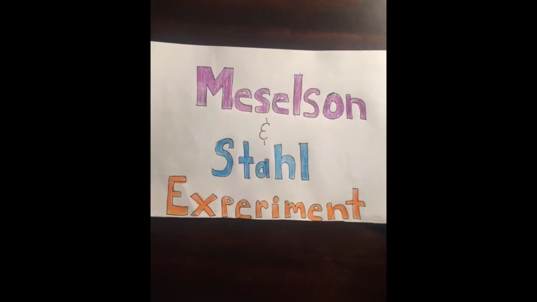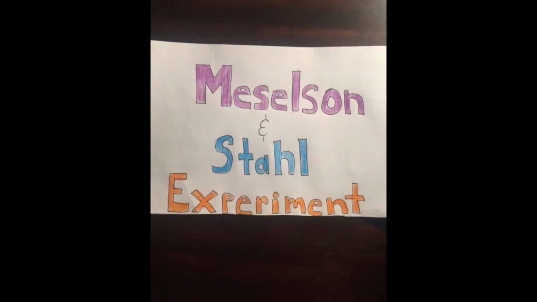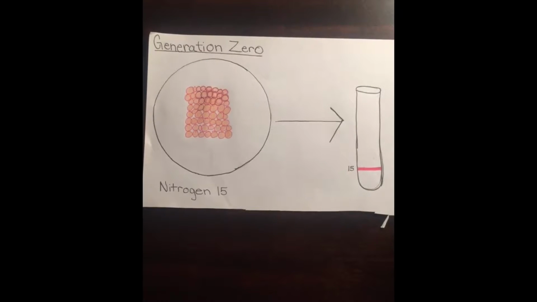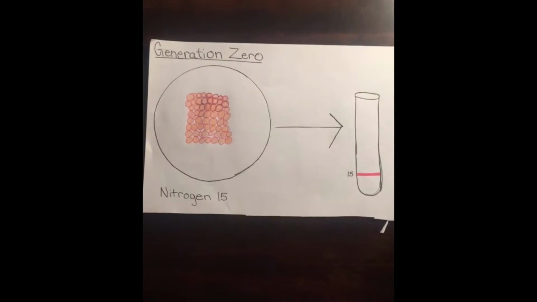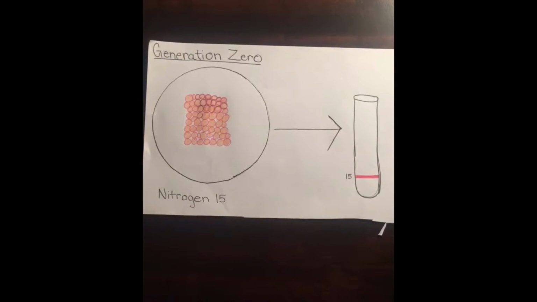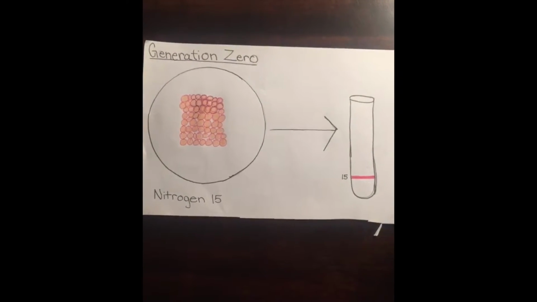In 1958, Meselson and Stahl conducted the pulse chase experiment to see which type of DNA replication actually occurs. First, E. coli was grown on a medium containing nitrogen-15. This ensured all bacteria that grew and reproduced contained the nitrogen-15 isotope. When this generation 0 was centrifuged, a single band was formed at the 15 mark.